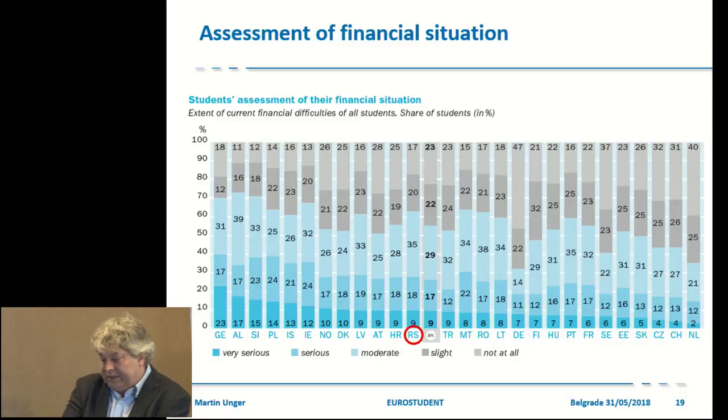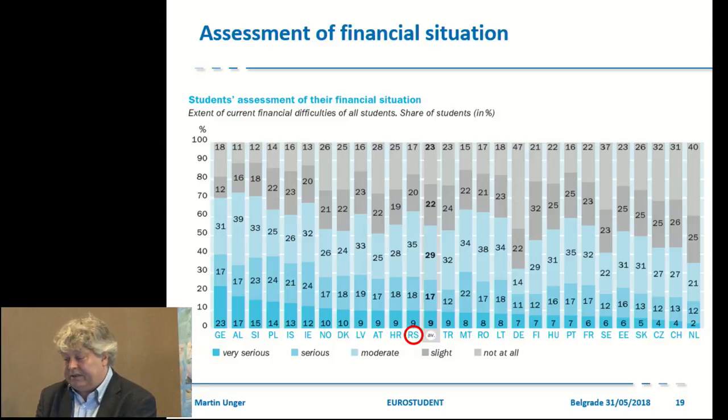Assessment of the financial situation. Do you have any financial problems? Below, we have very serious financial problems. It's 9% in Serbia. It's the same as the average. A little bit more, it's 18%. Average is 17%. So in that sense, it's really average.